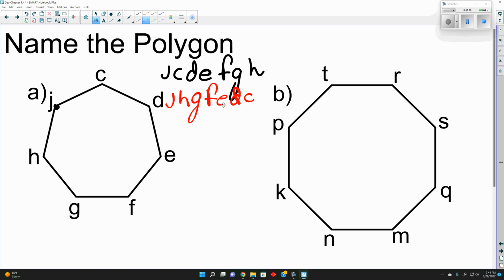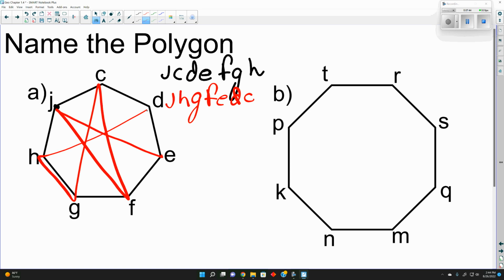The one that we can't do is start at E, go E, J, F, C, G, H, D. That won't work. We can't just jump around. We've got to go around one way or the other.